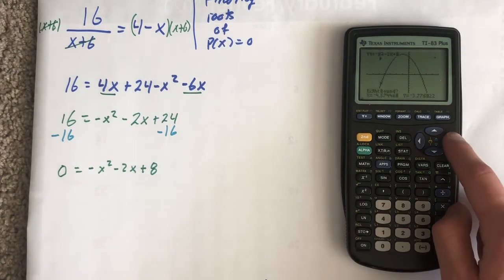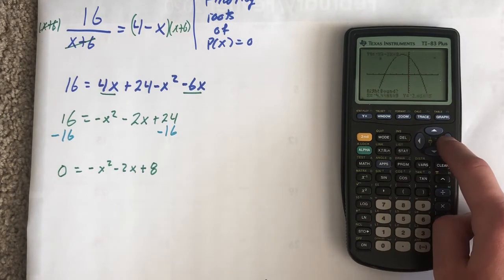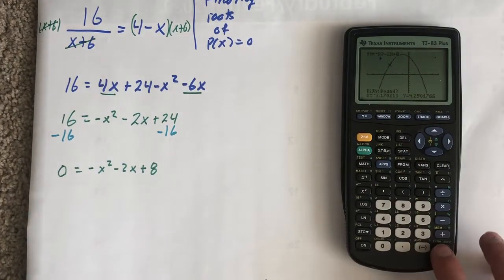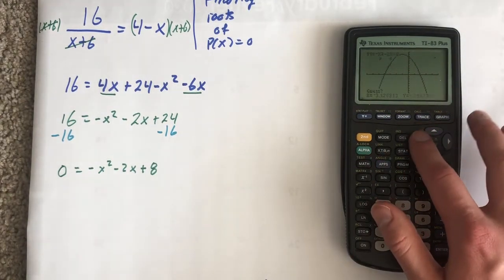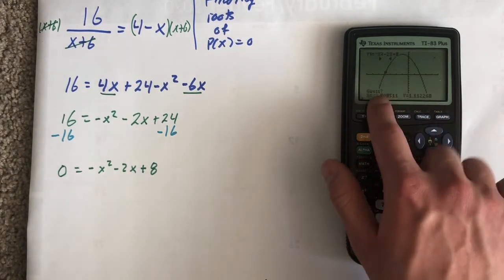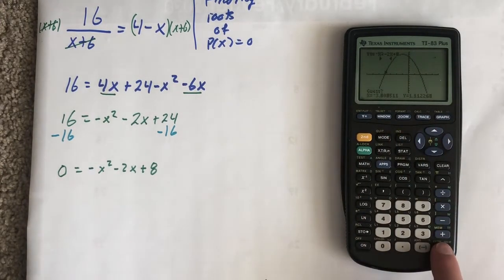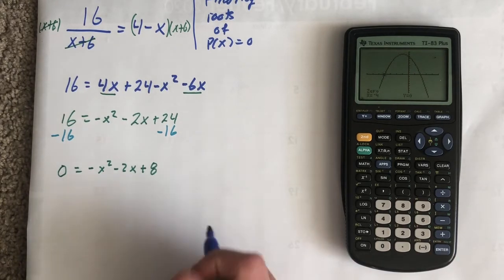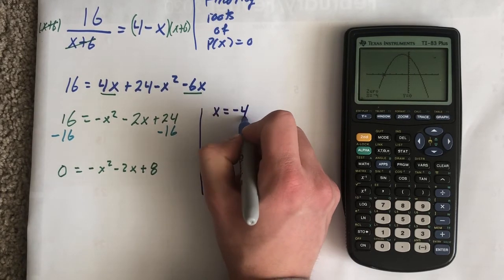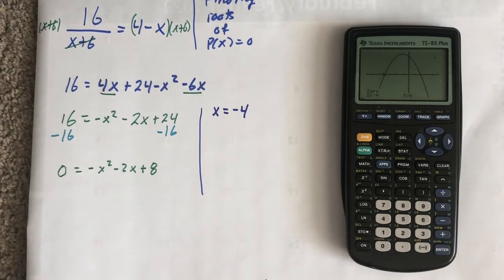I'm going to press enter, and now it's asking you for the right bound. So I'm going to go over and press enter on the right side of the x-intercept, and then go down and press enter roughly around where the x-intercept is. It's asking us to guess, so in between our two boundaries we've just made, and we get x equaling negative 4 as an x-intercept.